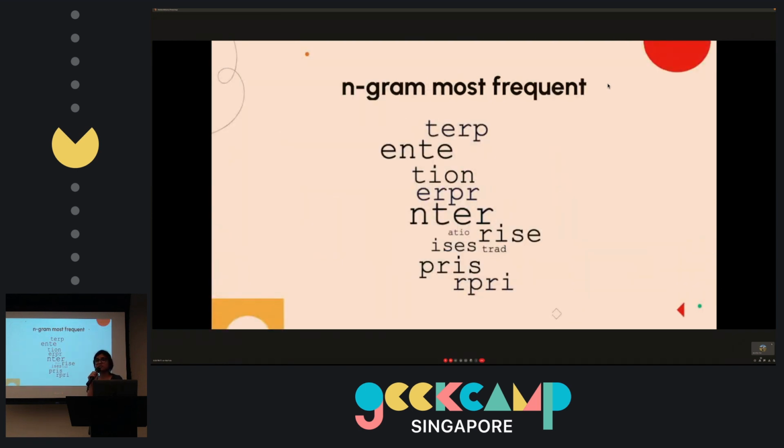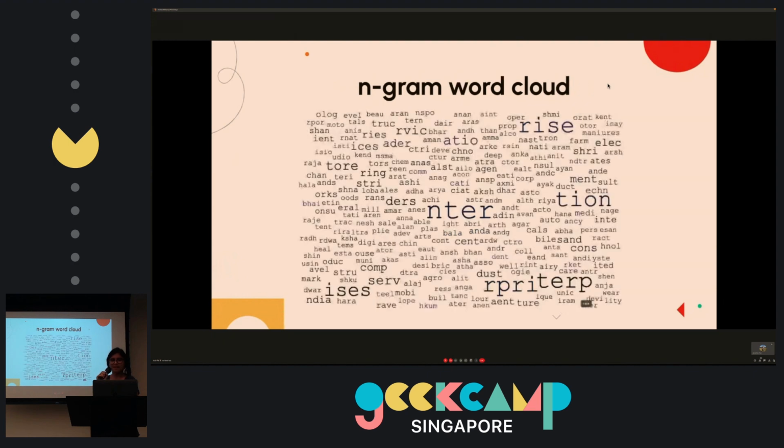Just for interest, these are the most frequent ngrams, which makes sense. You see a lot of enterprise, trading, boring terms. A larger word cloud, anything larger than that, and my word cloud generators crashed. But yeah, it was interesting and made sense. This is what the company naming ecosystem in India currently looks like.